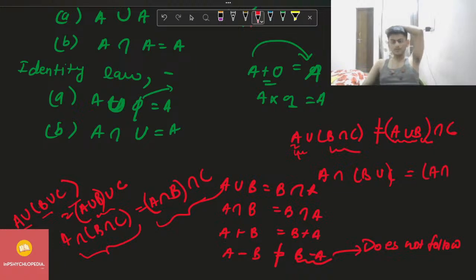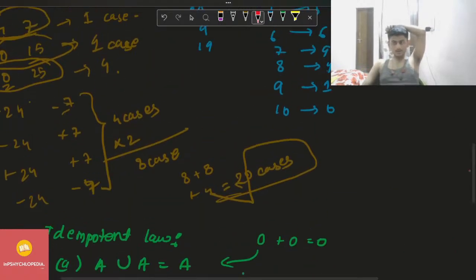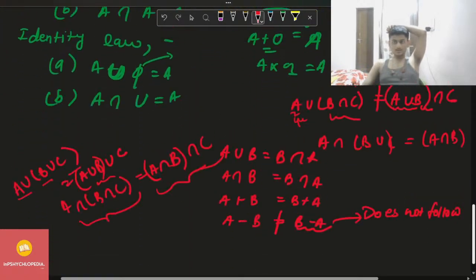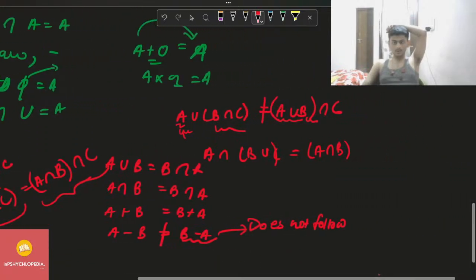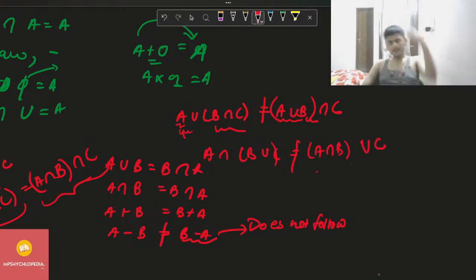and similarly A intersection (B union C) is not equal to (A intersection B) union C. So these two are not equal, and then comes our next thing.